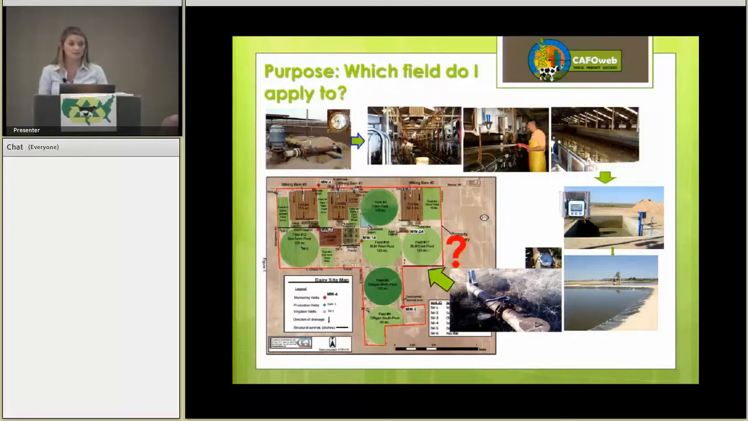At this point, it seems to be somewhat a random selection. Maybe it's based on which field is the closest or the easiest to pump to, or maybe they pump when the lagoon is full rather than when the crops need the nutrients. Farmers need this nutrient management tool to help them with this decision-making process.